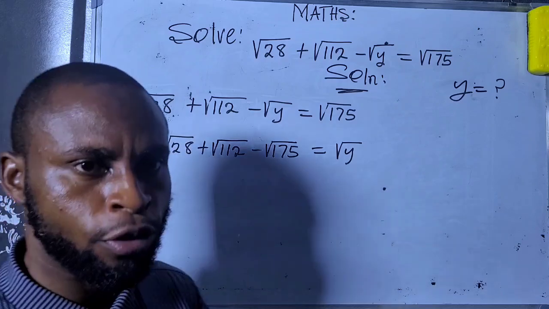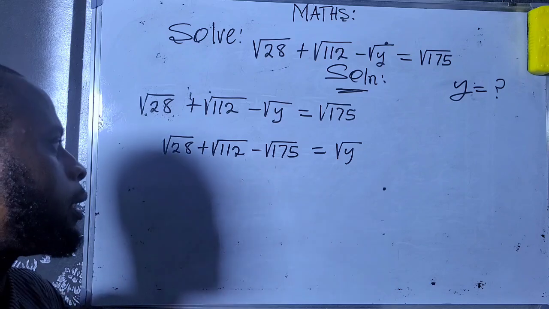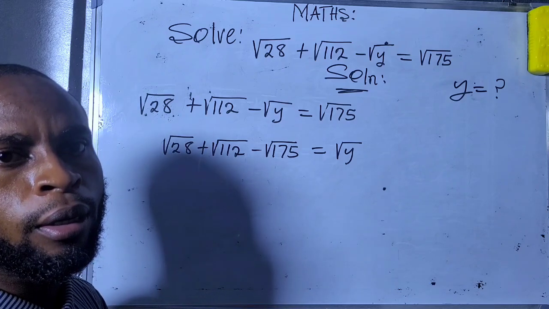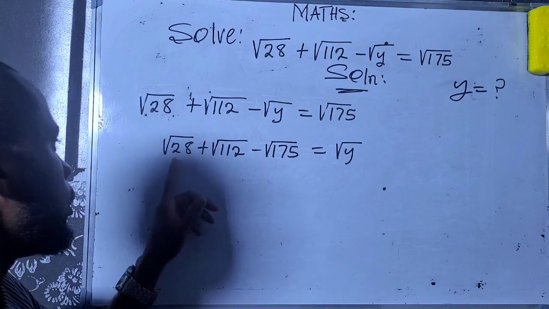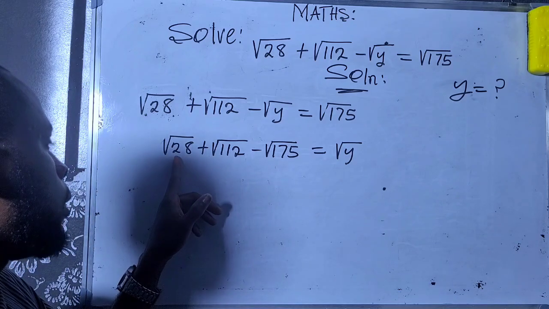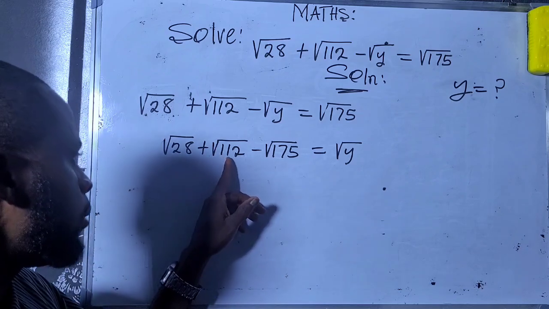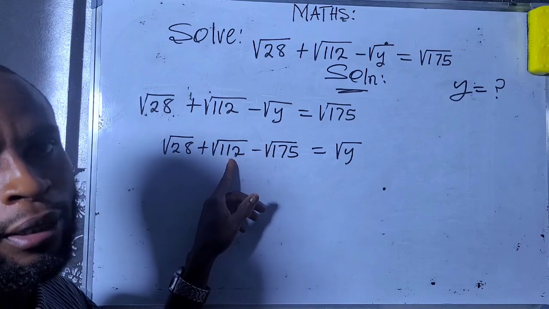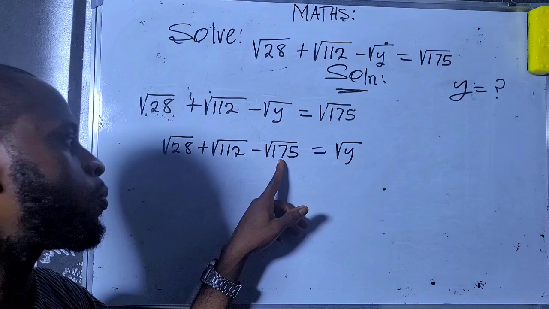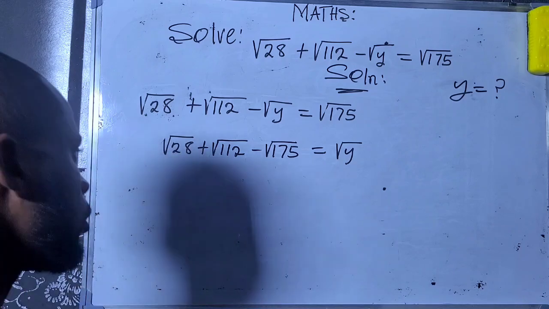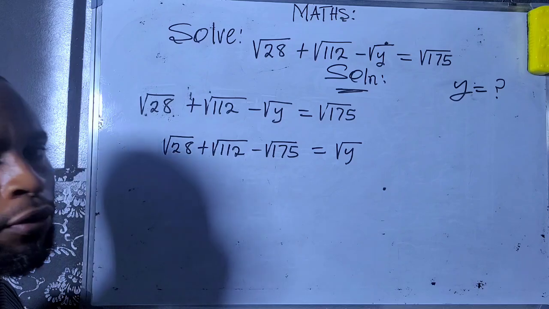Now, the next step is to express each term inside the square root in a common multiple. You can see that 28 can be expressed as 4 multiplied by 7. The same thing here, 112 can also be expressed as a multiple of 7. The same thing here, 175 can also be expressed as a multiple of 7. As such, we are going to express each term inside the brackets as a multiple of 7.